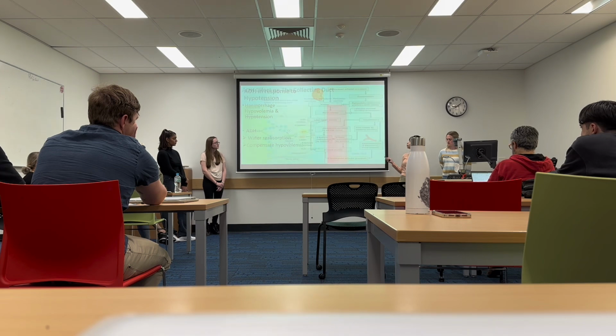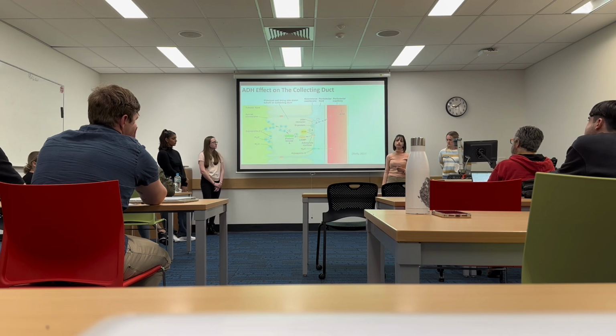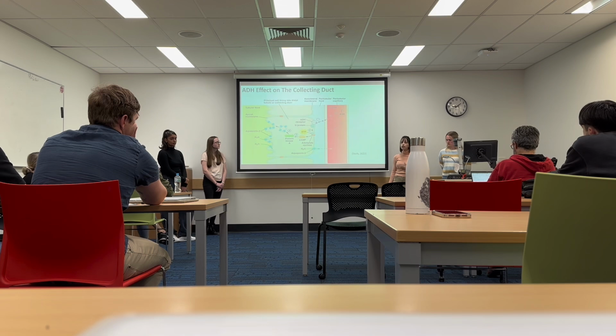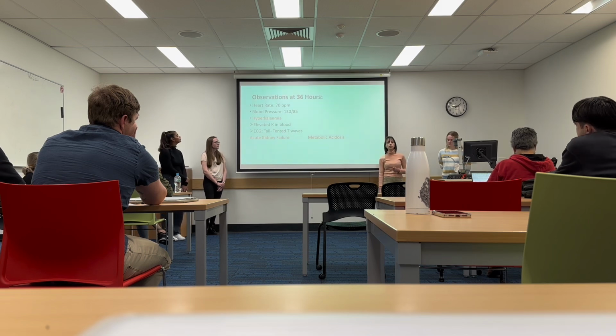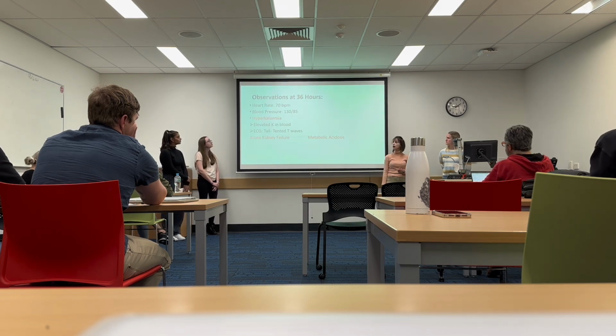Now, antidiuretic hormone will act on the collecting duct in our nephron to increase the absorption of water from the lumen of the collecting duct back to the blood plasma to compensate for the hypovolemia, increase the blood volume, and elevate blood pressure. At 36-hour observation, our patient was able to retain a normal blood pressure and heart rate.